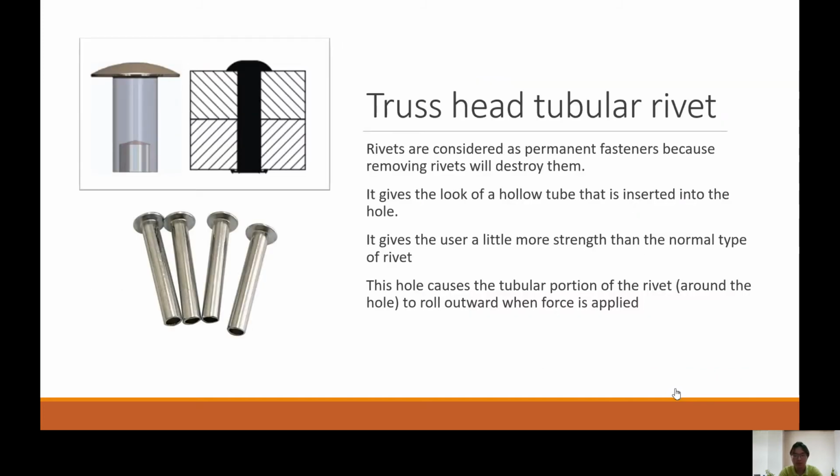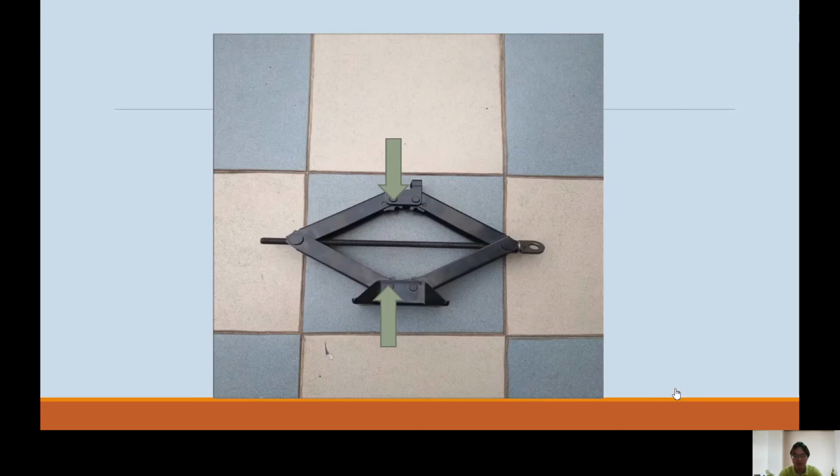Besides, a tubular rivet is also used. It is considered a permanent fastener because removing it will destroy it. It is a hollow tube that is inserted into the hole. It is stronger than other rivets. The figure shows the rivet part in the real product.